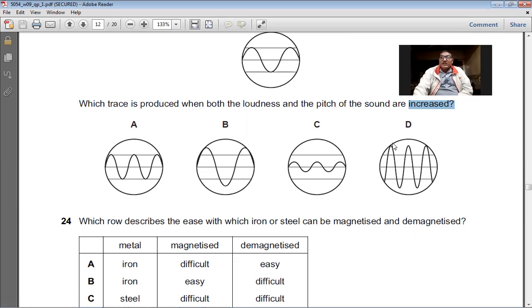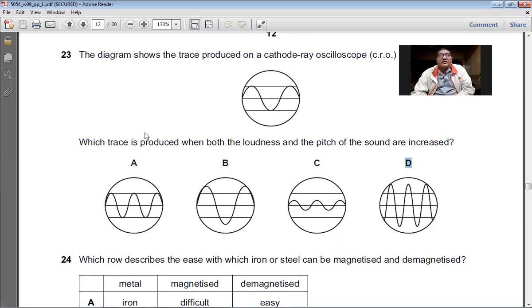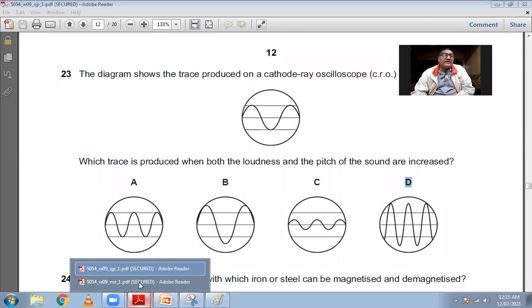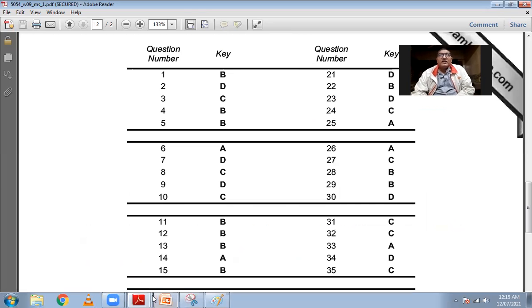You see the amplitude has increased, and on the same display now approximately 2.5 waves are showing, whereas before you can see we had 1.5. So more waves, more amplitude. This means louder and higher pitch. So it looks to me that D is the right option. Question number 23, D is the right option, sir.